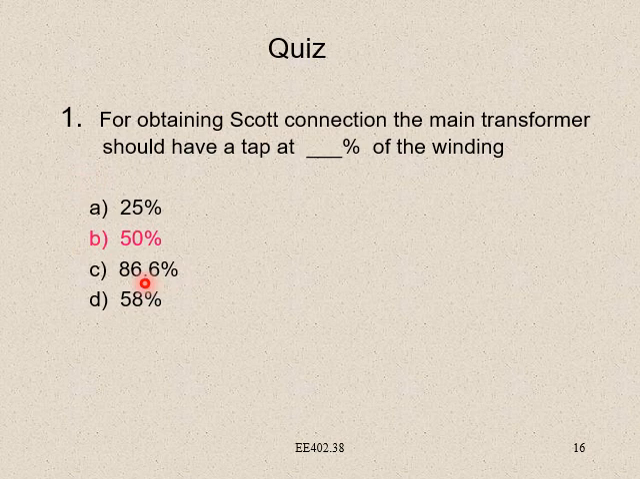I think 86.6 is for the teaser transformer, whereas for the main transformer, we have divided the winding into 2, right? So it is 50% of the winding. For the teaser transformer it is 86.6, that may be in the next question, I think. So for obtaining Scott connection, the main transformer should have a tap of 50% of the winding.